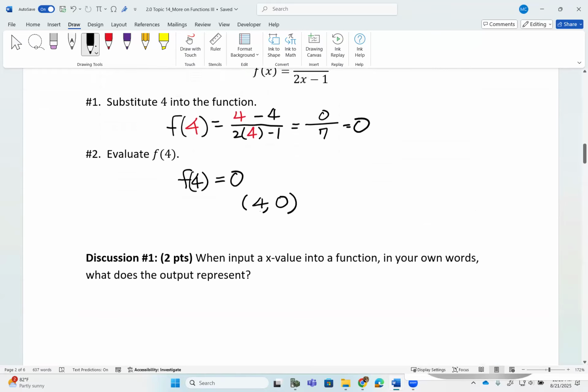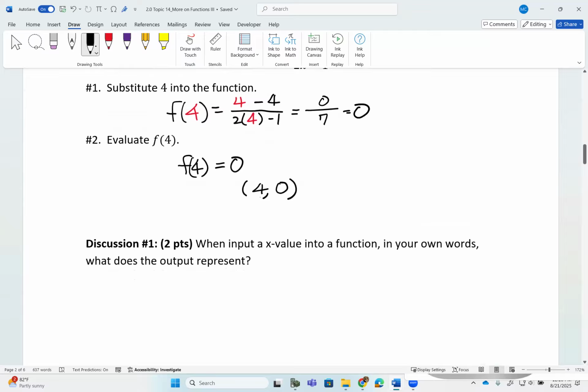So we've actually done something like this before, when we learned how to graph linear equations by finding 2 points. All of that is actually evaluating functions.